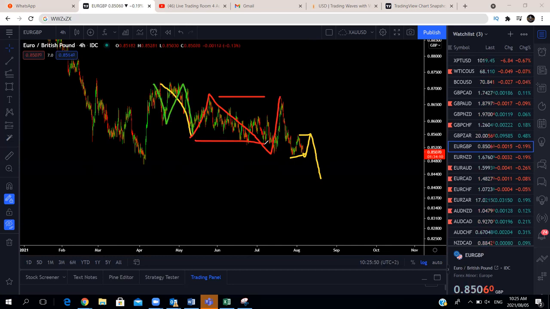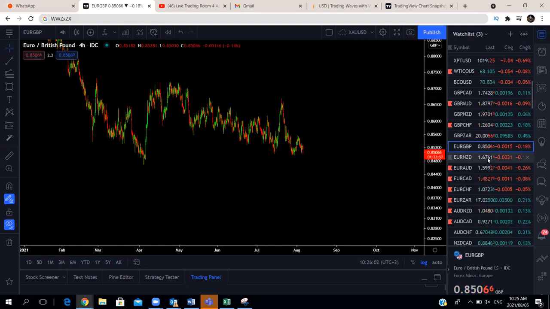We've got this 3-wave structure here in red, and we're expecting this to be another 3-wave structure. So a bounce here is possible, and then we make a move to the downside here. Then we'll expect that to bounce from that level. Right, so that is Euro pound.